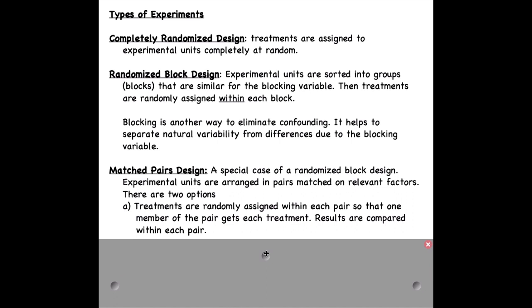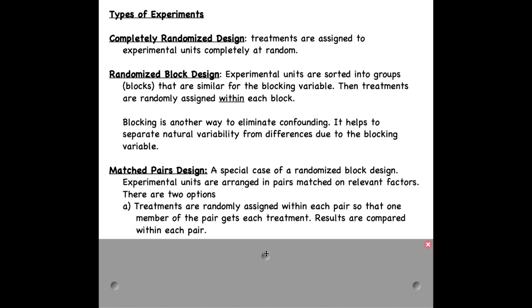One is if you have your treatments randomly assigned within each pair of individuals so that one member in the pair gets one treatment, one gets the other. And then you compare the results only within those pairs. So, for example, if we were testing a cholesterol medication, you might measure everyone's cholesterol at the beginning of the experiment and then pair people up so that they are with somebody else who has as close as possible the same cholesterol that they do at the beginning.